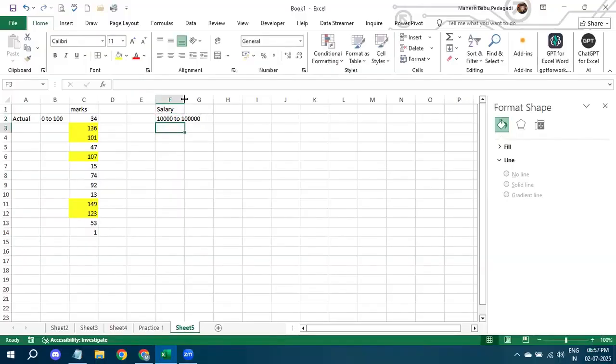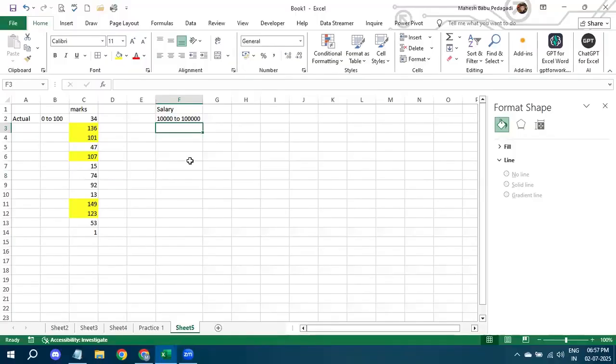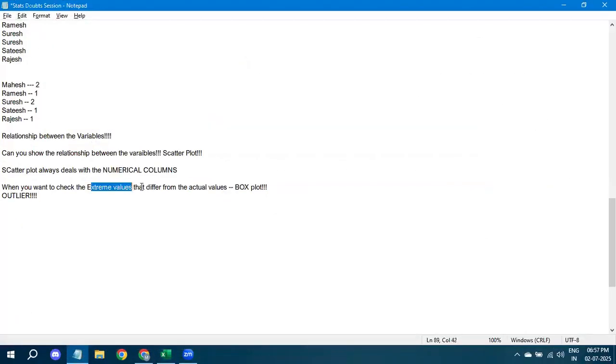Yes. So an outlier is something far away from the normal frequency of the data set. That is the definition I wrote here: extreme values that differ from the actual values. When looking at marks, I thought the data set would be predefined. No, it's not predefined. That is the reason I explained the definition in simple terms: check the extreme values that differ from the actual values.